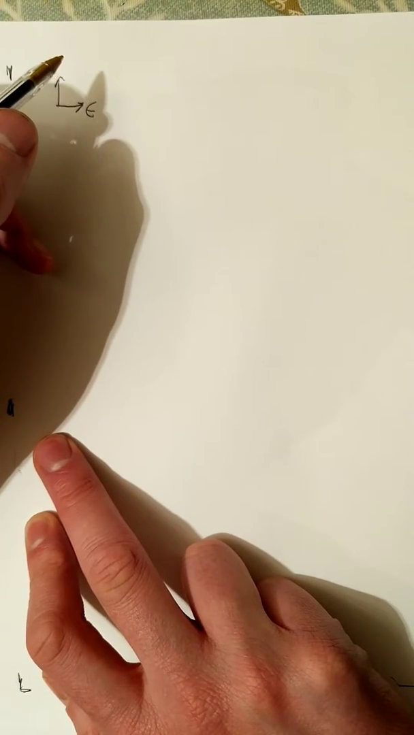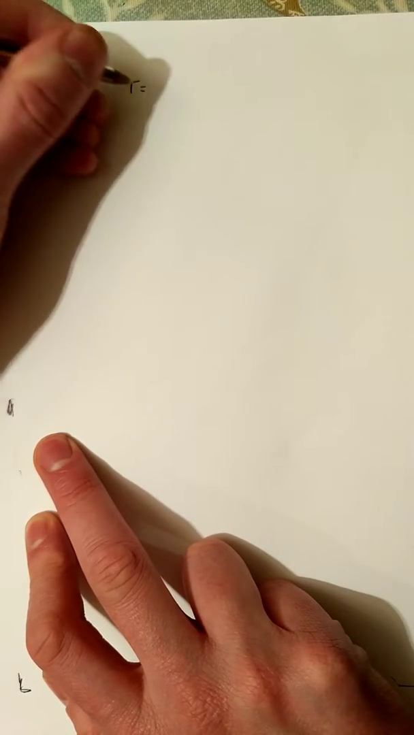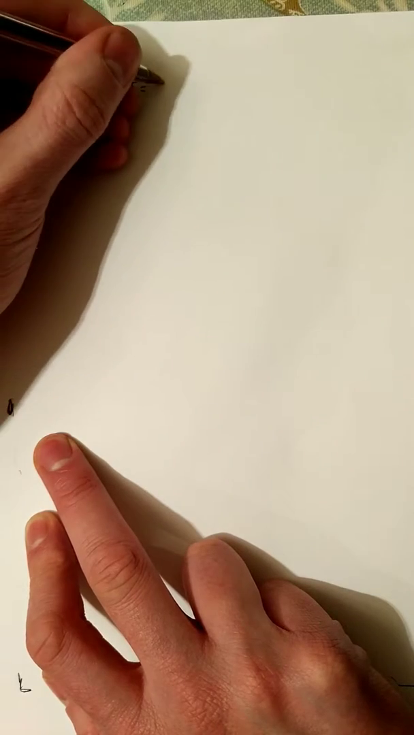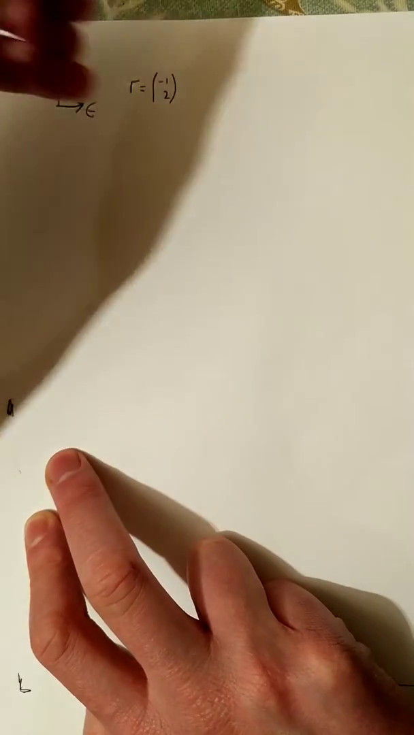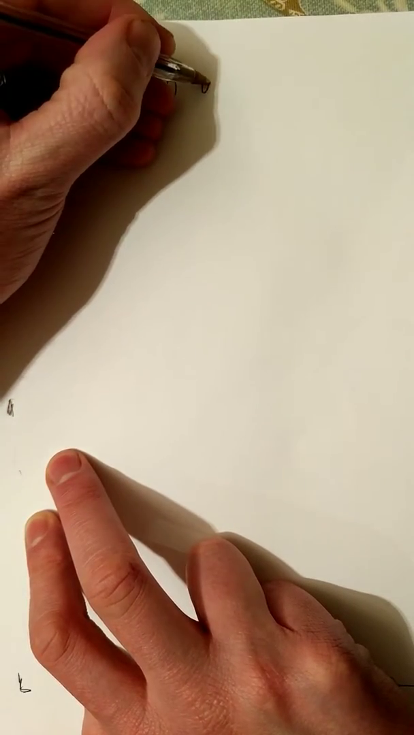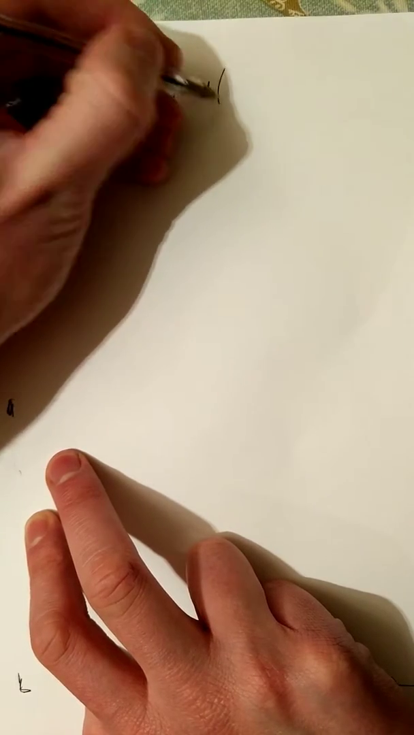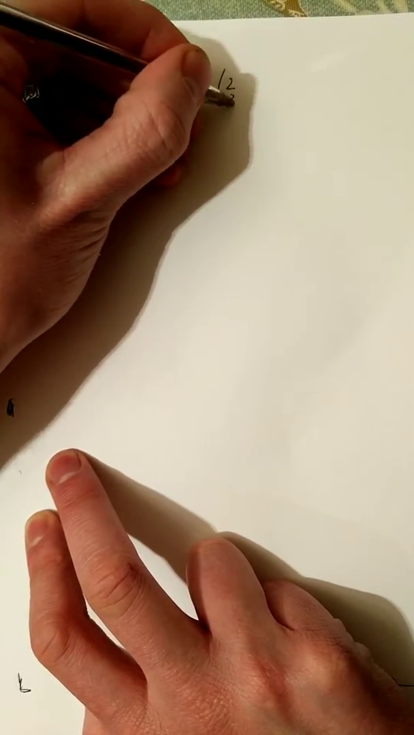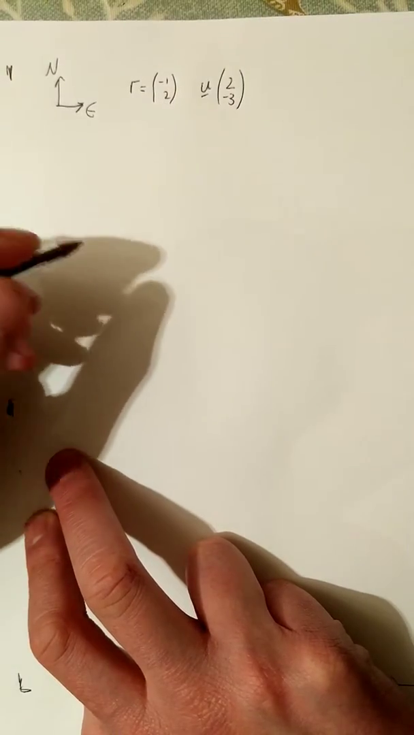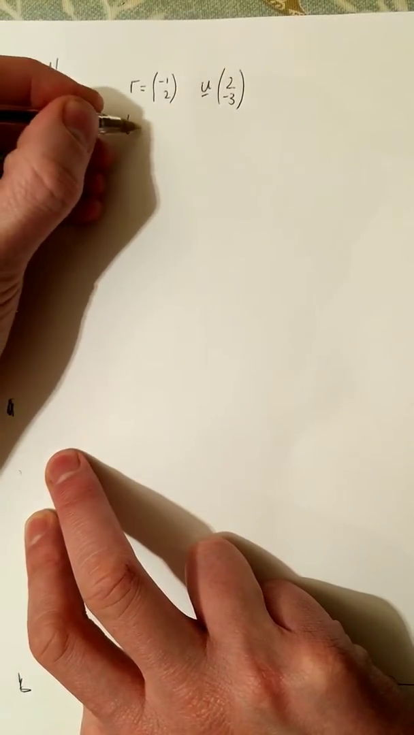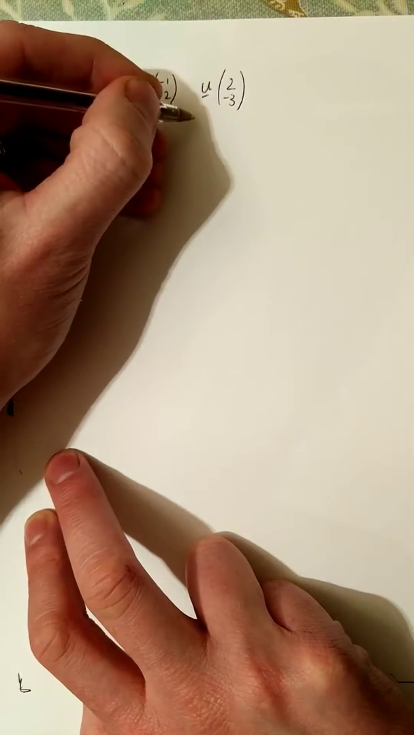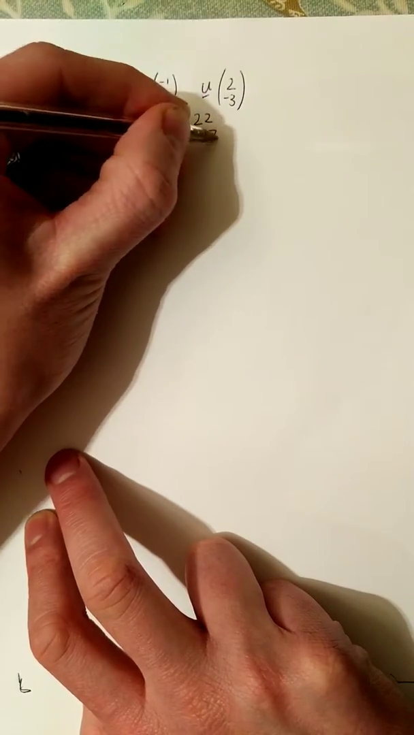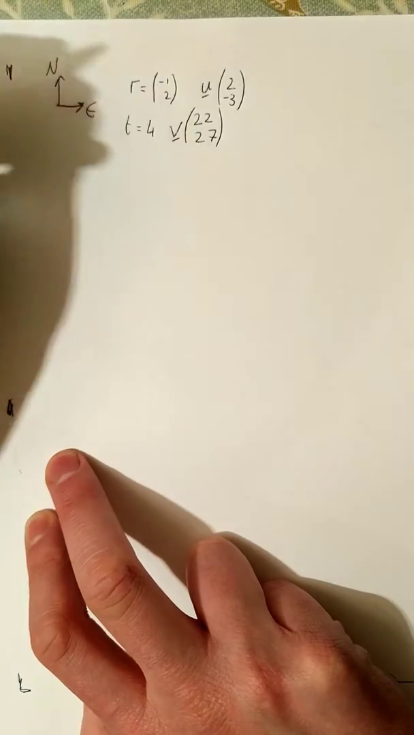Initially the particle is at (-1, 2) meters, which means that we can say that r, because remember that's given as the position, is (-1, 2). It says with a velocity of (2, -3). Because that's the initial velocity, I'm going to call it u. It says after 4 seconds, so t is equal to 4, the particle has a velocity of (22.27), and that will be our v.